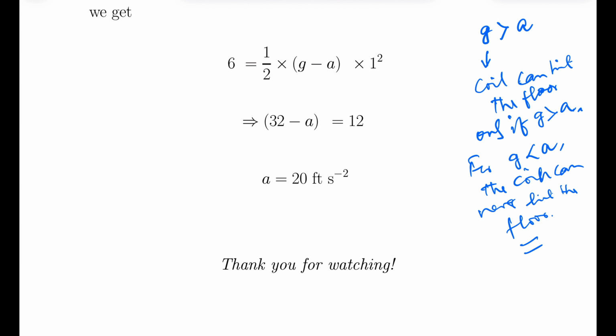Okay. So this is all about the motion in a straight line with constant acceleration and also the motion under gravity. I assume you like this presentation.